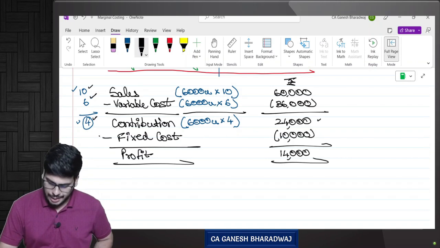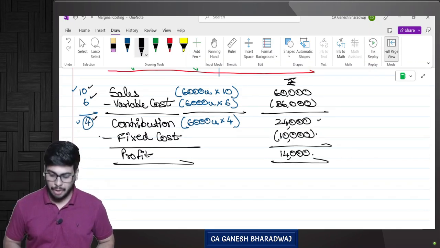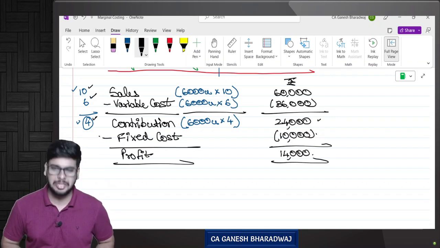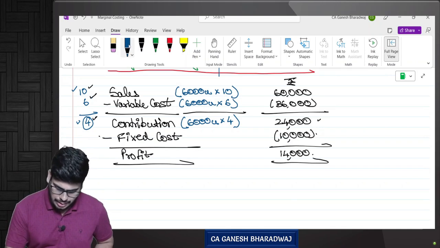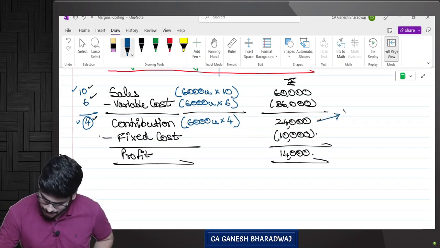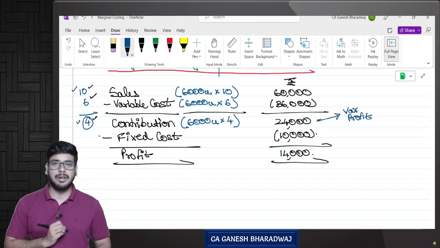From that, I reduce my fixed cost of 10,000 and I get a final profit of how much? 14,000 rupees. Now, this 24,000 is nothing but what? I just told you, this is nothing but variable profit. Correct or not? I just told you this is nothing but variable profit.